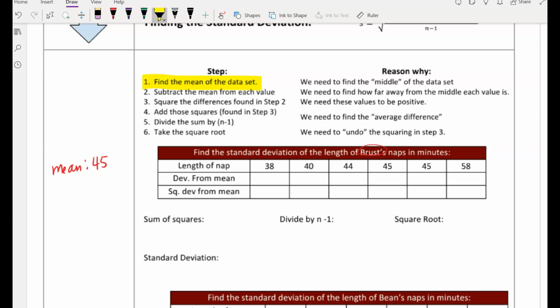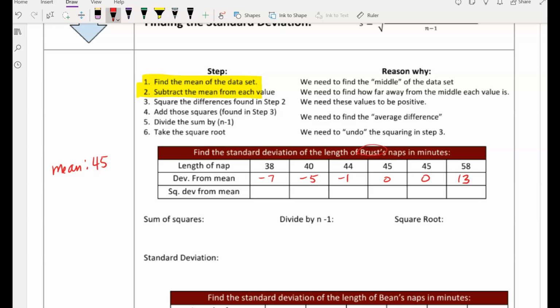Our second step is to subtract the mean from each value. So when we subtract, we go 38 minus 45, which gives us -7. And we do that all the way across, 40 minus 45, 44 minus 45. Then we have a difference of 0 for the next two, and 58 minus 45 is 13. Now notice that some of those numbers are positive and some of them are negative.